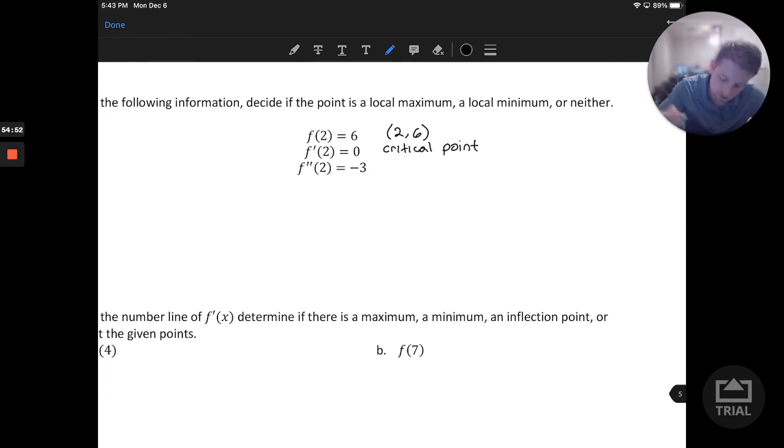So that's a good start. We need to be a critical point to be a local max or local min. And the last value tells me f double prime of 2 is equal to negative 3. Well, that means I am concave down.